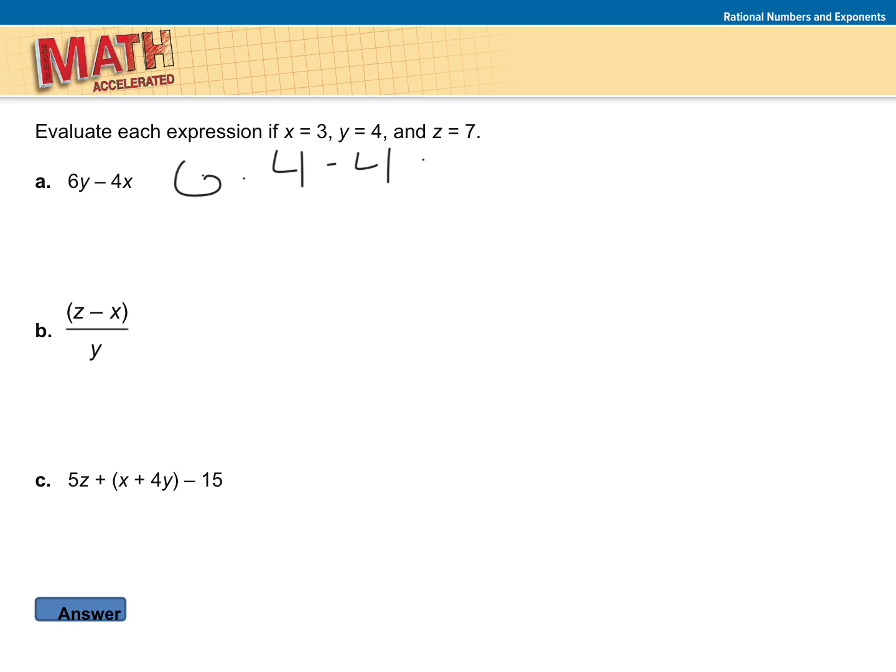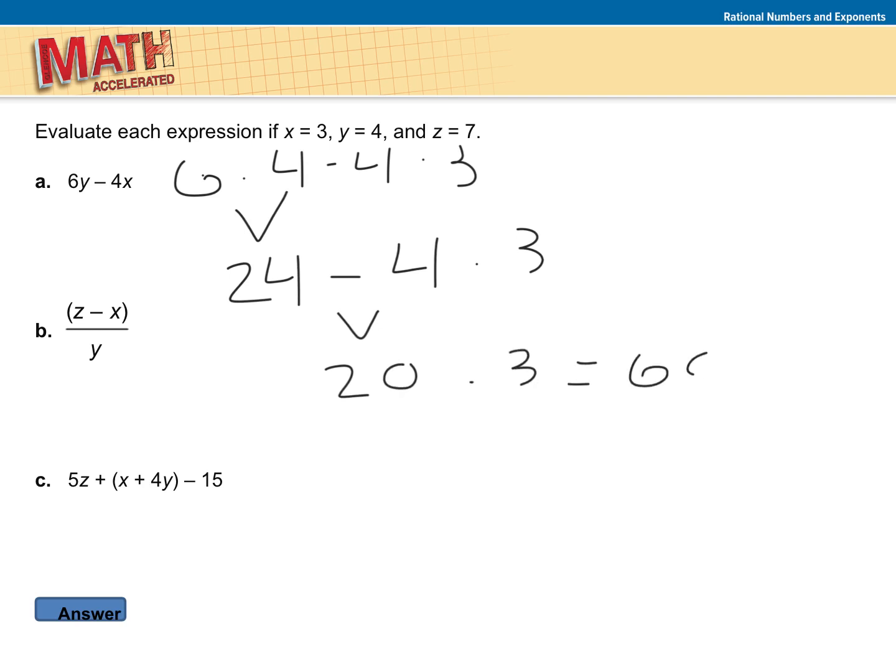So then you do 4 times x, which is then you substitute that for 3. So then you do 6 times 4, which is 24, and then minus 4 times 3. 24 minus 4, which is 20, and then times 3 is 60. Good catch. She did her first step right. What do we got to do next? Multiply. There you go. Multiply: 24 minus 12 gets 12.